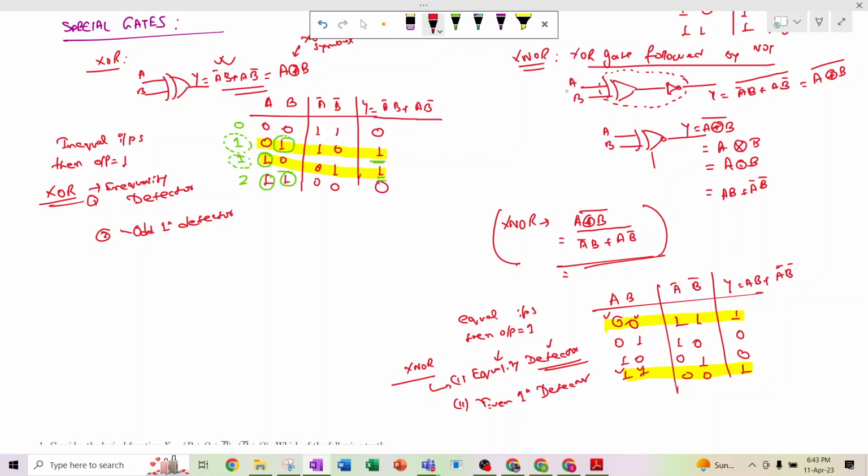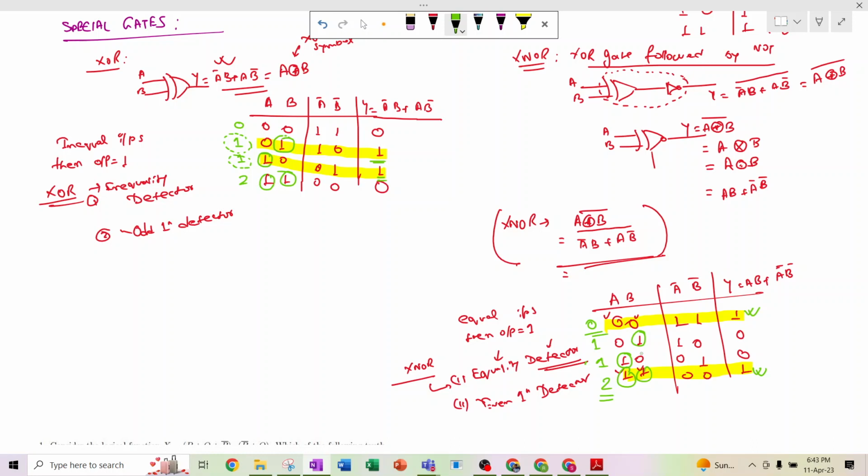That means, see here, the number of input 1s is 1 in one case, 2 in another, and here the number of input 1s is 0. So when there is an even number of 1s, the output will be 1. That means it detects an even number of 1s in the input. Okay, so these are the special gates, and these are the basic things about them.